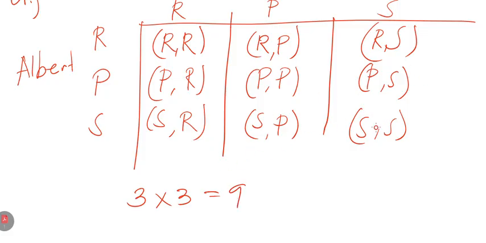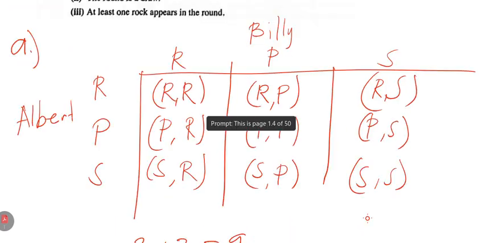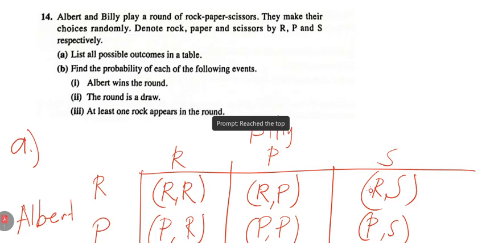So let's count it down, and we got the total. The total possible outcomes is equal to 9. Okay, so we got the total possible outcomes: there are 9. Now let's find out the second one.